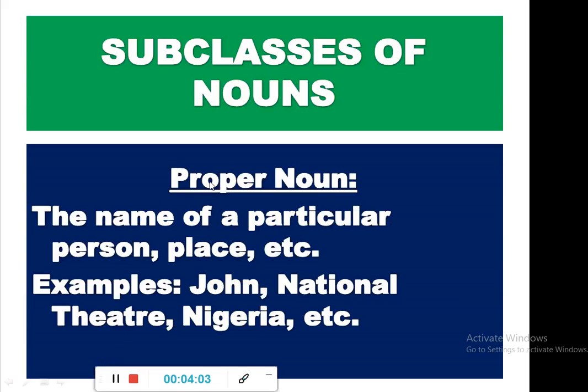We have already referred to proper noun, but let's look at it more closely. A proper noun is the name of a particular person, place, etc. Examples: John, National Theatre, Nigeria. You can mention other names of persons or names of countries or names of institutions. These are all examples of proper nouns.